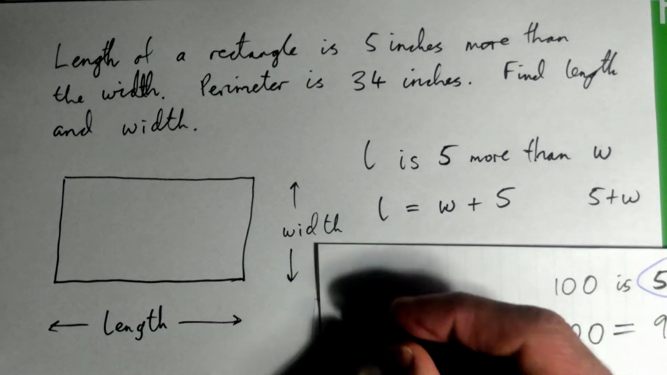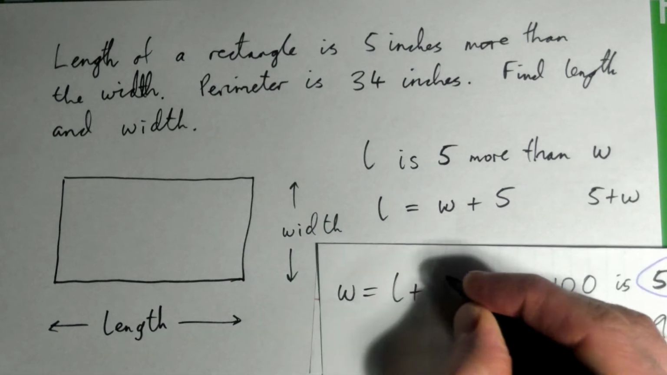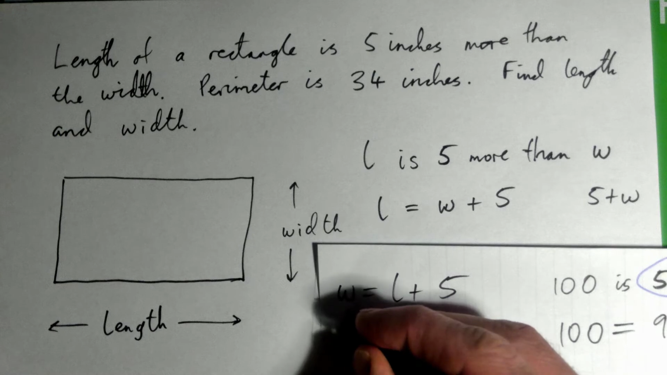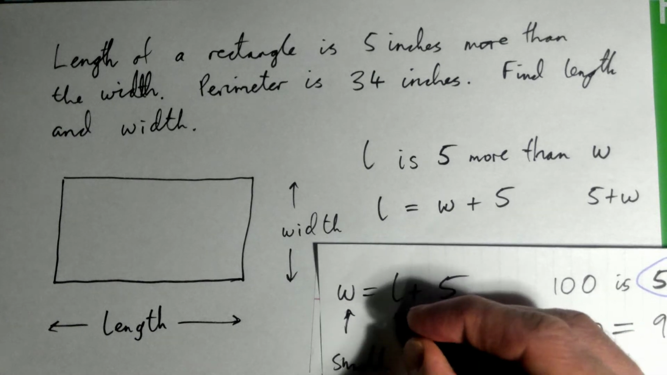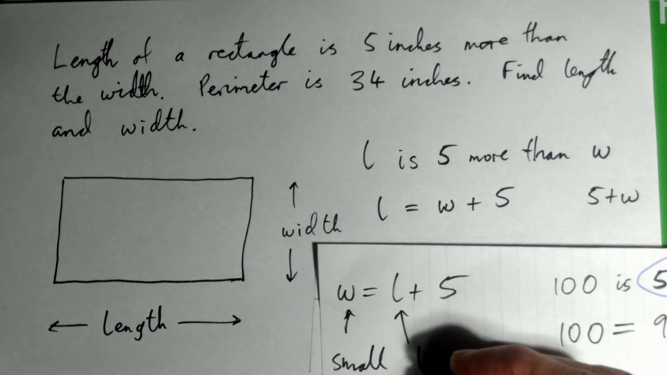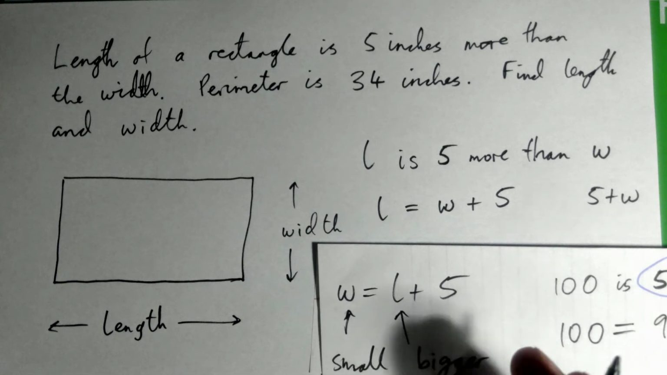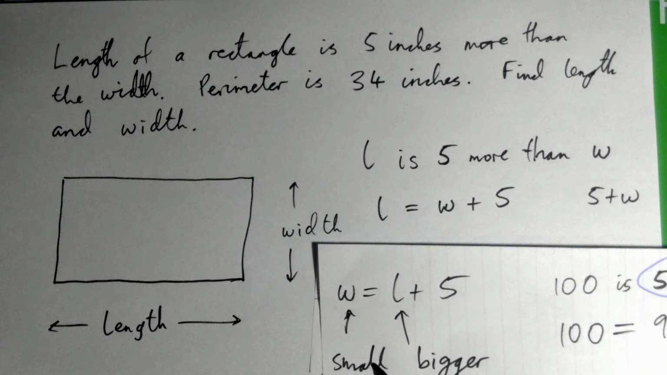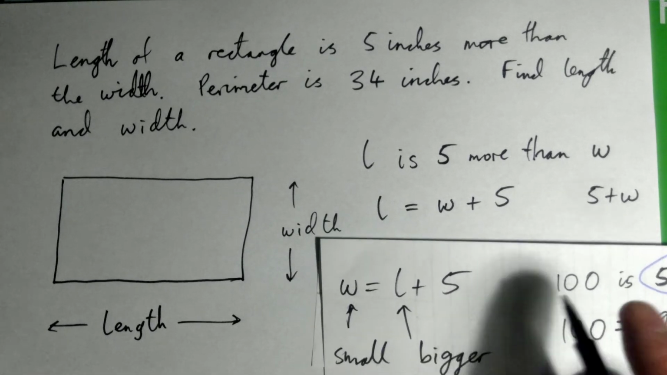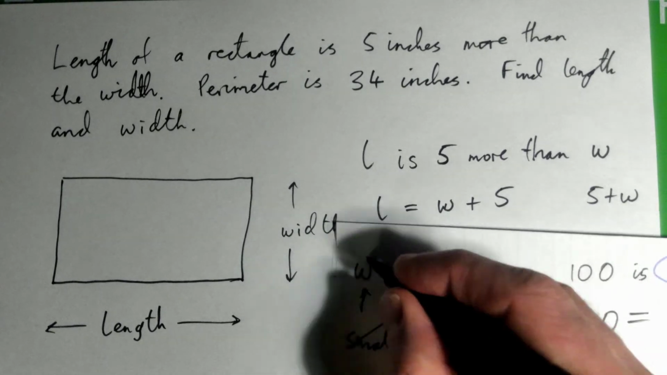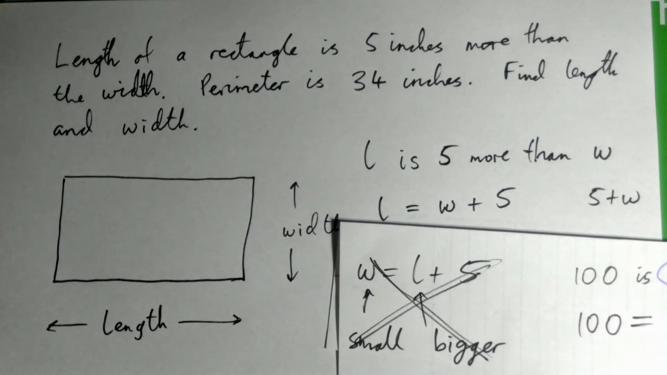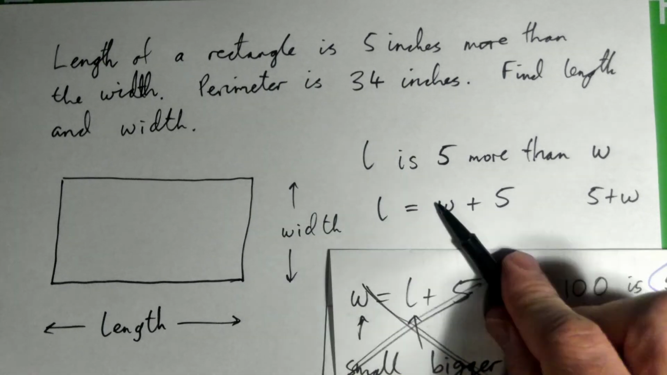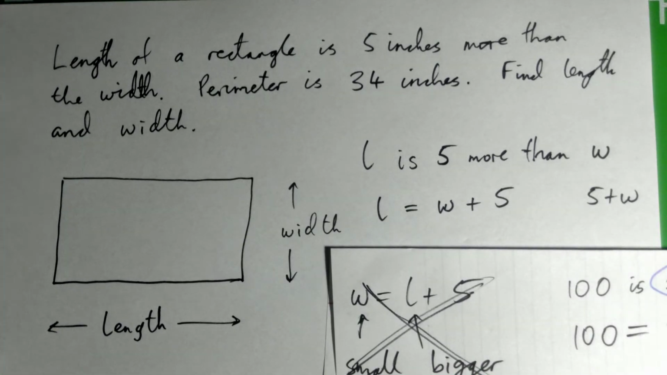It can't be width equals length plus 5, because now you're saying the width, which we all agree was the smaller side, equals the length, the bigger number, with 5 added onto it. That doesn't make any sense at all. You know what I mean? So that's why it can't be width equals length plus 5. It has to be the big number equals the smaller number plus 5.